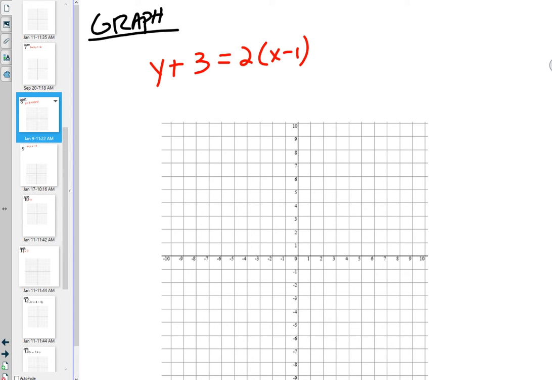Standard form and we graphed in slope-intercept form yesterday. This is the form we did not graph in yesterday, but we're going to start off with it today. And I think this is the only one I have.